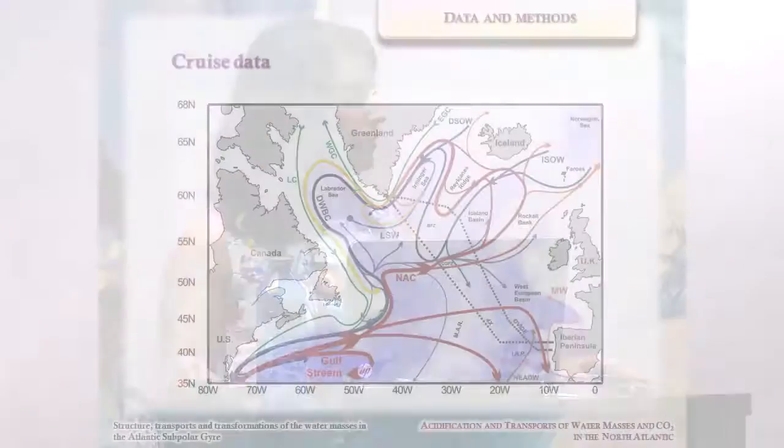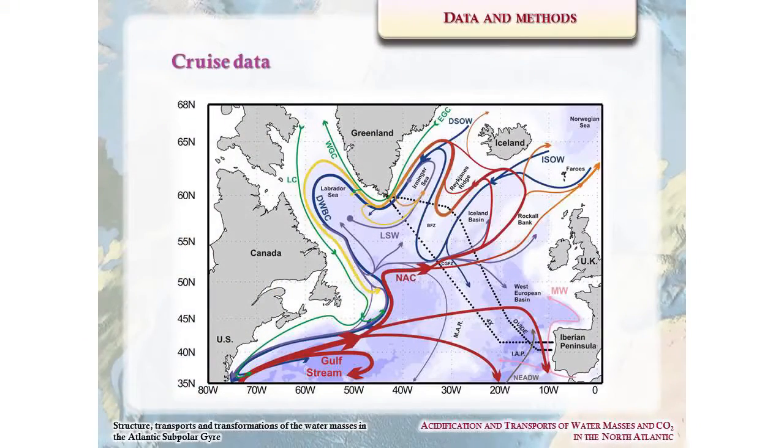For these purposes, we used data of 6 repeats of the A25 hydrographic section. The data include the Fourex section taken in 1997 and 5 repeats of the Bight section taken every other year from 2002 to 2010. In the figure, you can see the hydrographic stations of both lines and a scheme of the North Atlantic circulation.